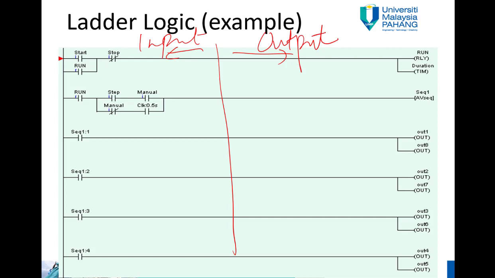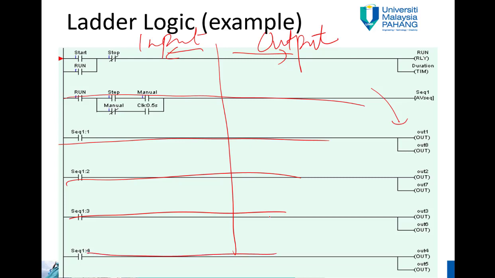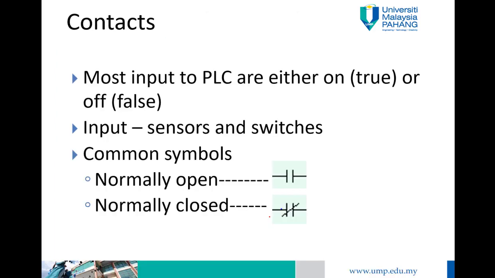Right, so for the input side, most of it we can see is in contact symbol, and for the output, mostly in terms of the coil. The name ladder logic comes from the shape of this diagram, which looks like a ladder. It has steps, or rungs, like a ladder.